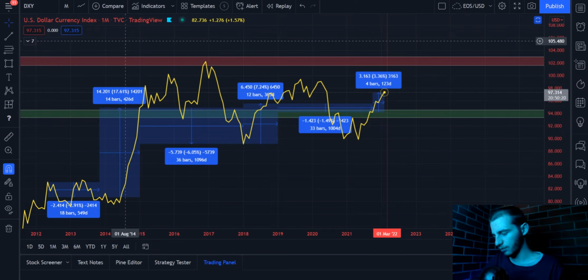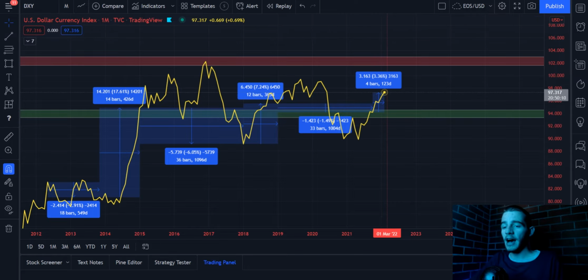Now, what is the DXY? I say it a lot. The DXY is a chart that essentially, at its core, measures the strength of the US dollar in relation to other global currencies, right? Strong global currencies. So if it goes up, it means the US dollar is gaining against those currencies. If it goes down, it means it's losing value against those currencies. Currently, it is in a bit of a short-term uptrend after a long-term consolidation period since 2015, okay?